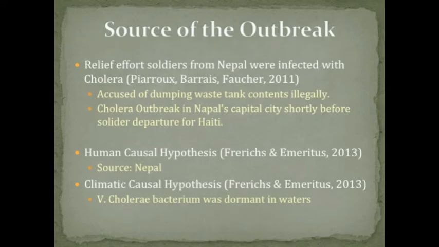Source of the outbreak: relief efforts. Soldiers from Nepal were said to have been infected with cholera, and they were accused of dumping waste tank contents illegally. It was also said that there was a cholera outbreak in Nepal's capital city shortly before soldier departure for Haiti. UCLA has released two hypotheses for the source of the outbreak: human causal hypothesis, the source being Nepal, and climatic causal hypothesis, which is Vibrio cholerae bacterium was dormant in nearby waters.